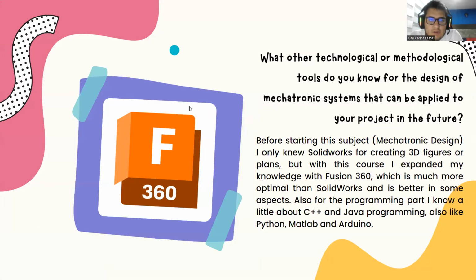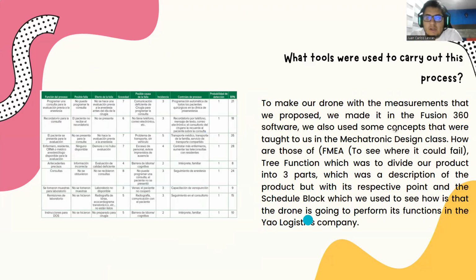What tools were used to carry out this process? To make our drone with the measurements that we proposed, we used Fusion 360 software. We also used some concepts that were taught in the mechatronic design class. The FMEA to see where it could fail, the function tree to divide our product into three parts, a description of the product with its respective points, and the schedule block, which we used to see how the drone is going to perform its functions in the Diablo Logistics company.